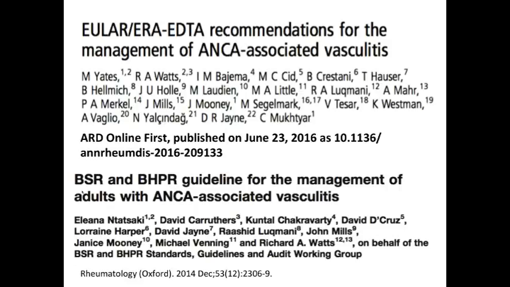It should be borne in mind that some of the recommendations, and some of the use, particularly of rituximab, is very much based on European practice, which will be different from American practice, primarily reflecting different healthcare systems.